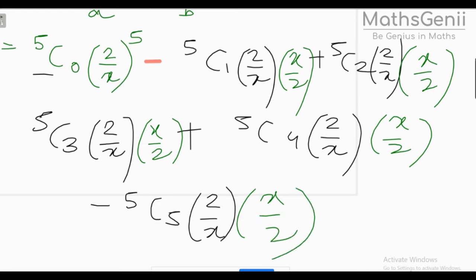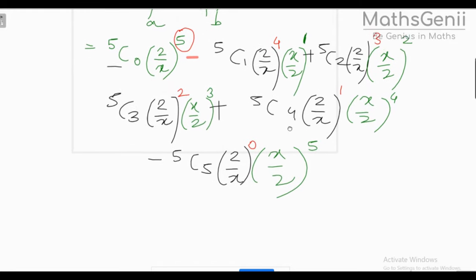Now the power keeps reducing. So for A you have 5. So here you will have 4, 3, 2, 1, 0. Similarly here you had B starting with 0. Here B starting with 1, 2, 3, 4, 5. So this is how you expand it. Pretty simple.